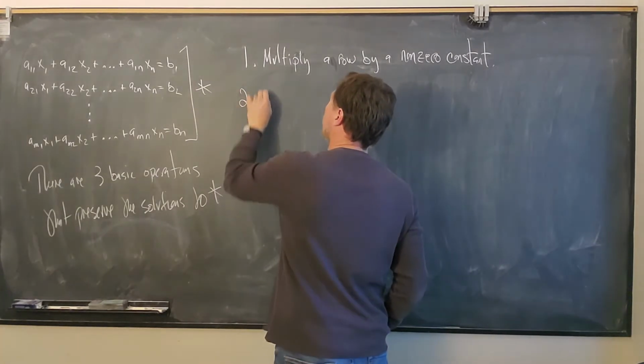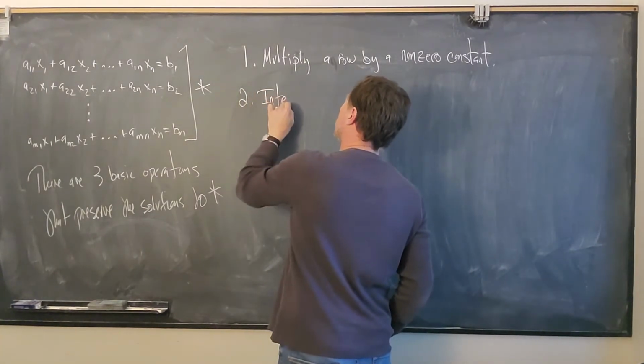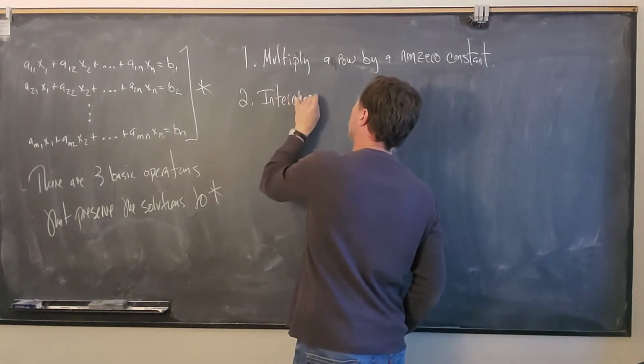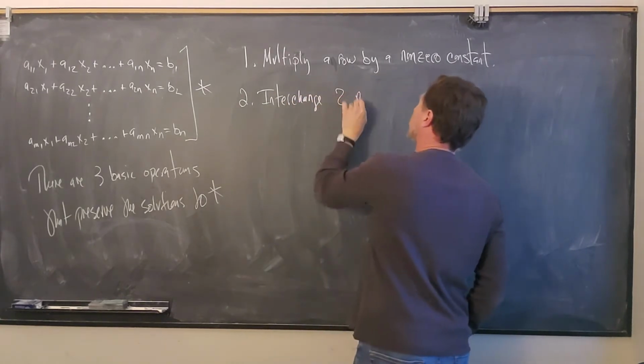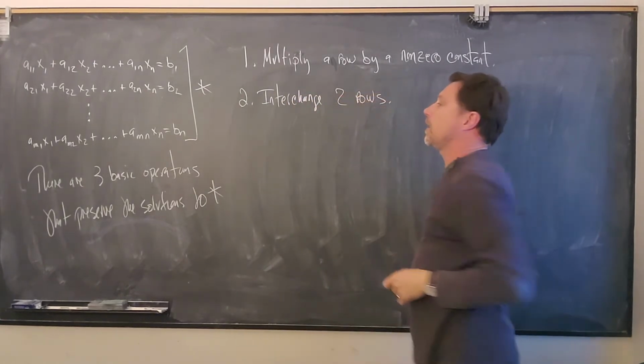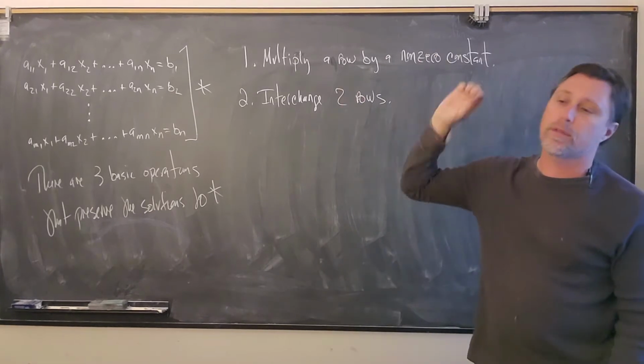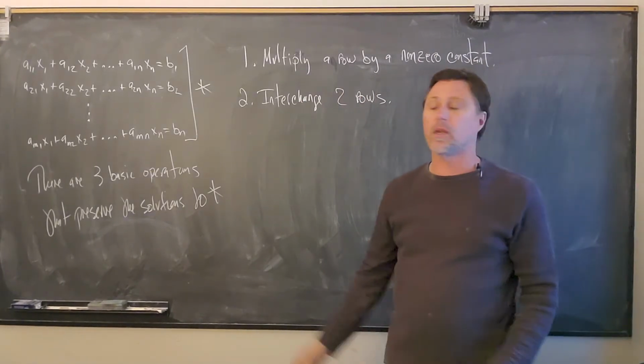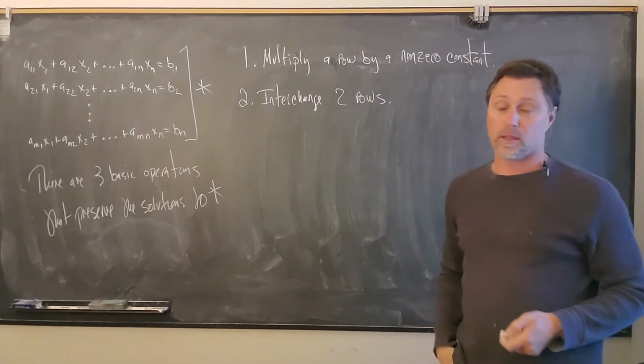Number two, interchange two rows. If you have a linear system and you take row 3 and you interchange it with row 7, the set of solutions is going to be exactly the same.